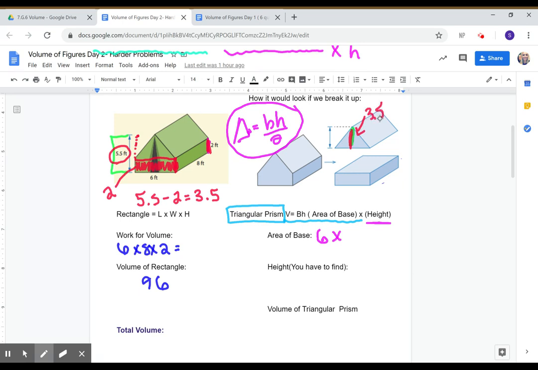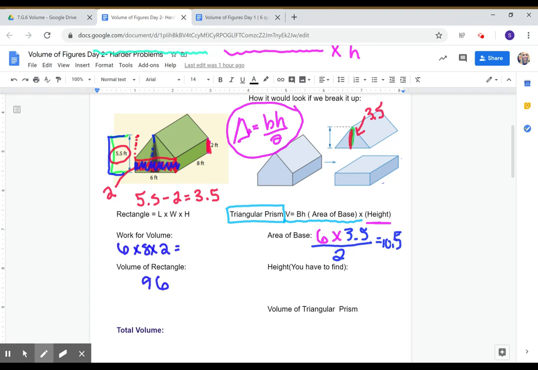That works because if this piece we just found was 2, all this was 2, and the whole piece is 5.5, that's why I would need to subtract them. So I can now plug in my height of the triangle, which was 3.5. And now I'm going to divide that by 2 because it's still a triangle, so I do still have to divide it by 2. So 6 times 3.5 is 21, divided by 2 is 10.5.